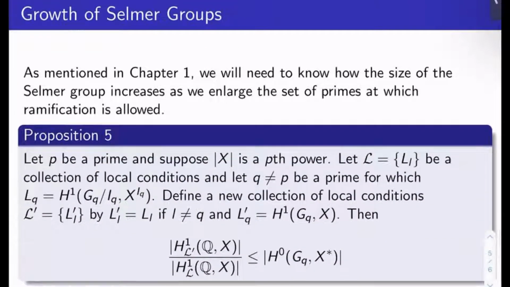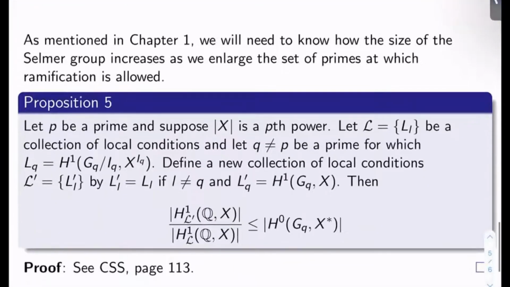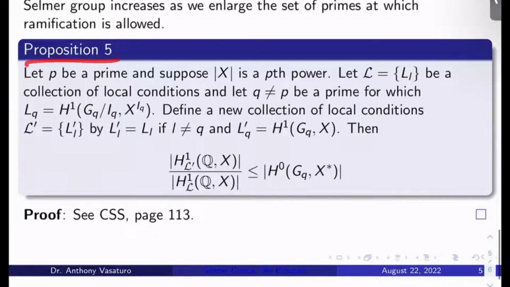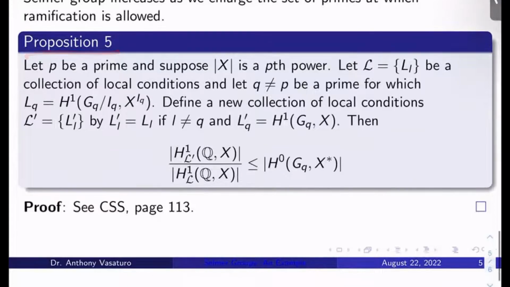And then finally, I want to talk a little bit about the growth of Selmer groups, because as mentioned way back in chapter 1, we're going to need to know how the size of the Selmer group increases as we enlarge the set of primes at which ramification is allowed. And this proposition deals with that. So proposition 5, let P be a prime, and we'll suppose the cardinality of X is a pth power. Let cal L be a collection of local conditions. And let Q not equal to P be a prime, for which L sub Q is H1 G sub Q mod I sub Q, X to the I sub Q. In other words, we have no ramification at Q.